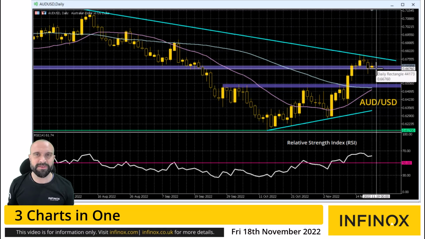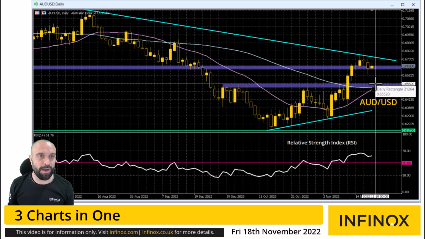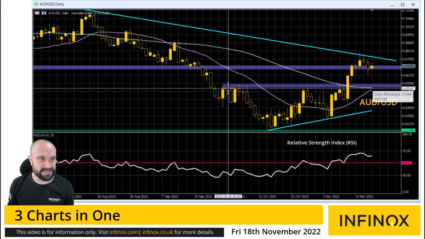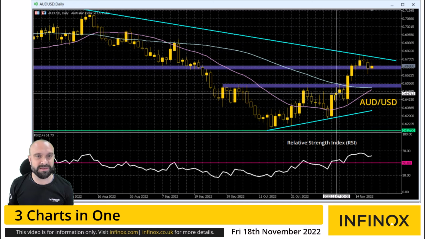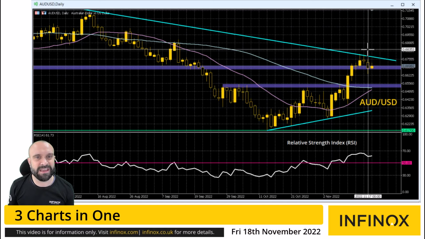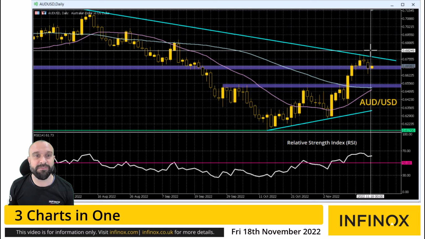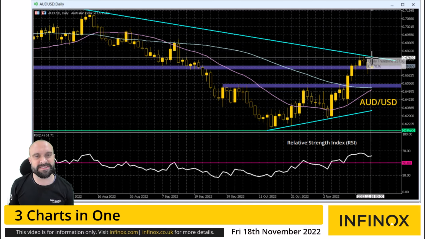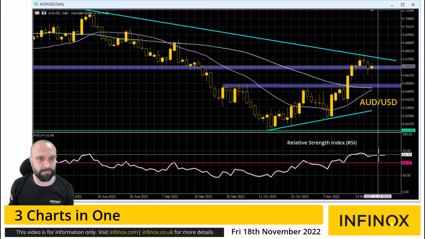Now, if it closes below 66.70, I think you could see an unwind back towards this base pattern. This is a pretty good base pattern of a head and shoulders reversal. It actually implies around the 68 figure area, 68.50, 68 figure. So I think that there is still recovery potential in this move, but it'll be interesting to see if it can break this downtrend at the moment.